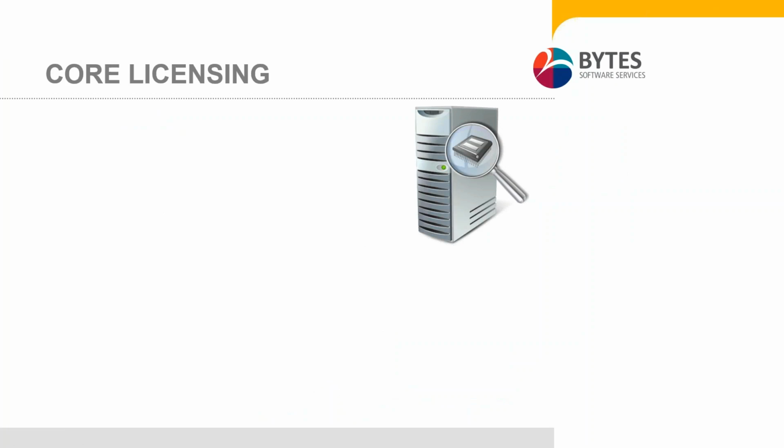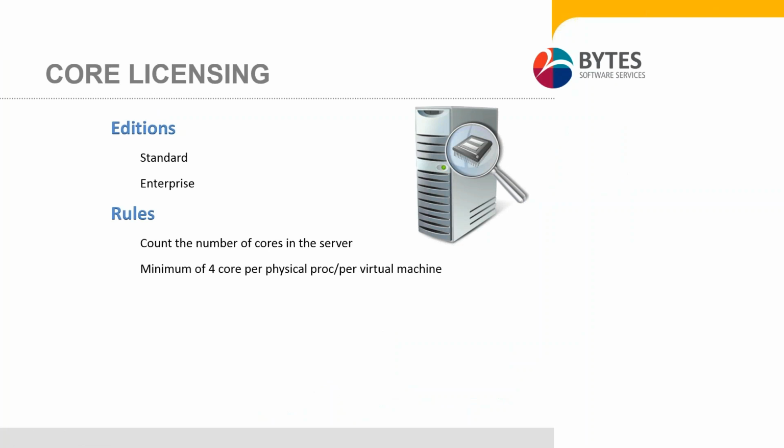The next option you see is the per core licensing. It was previously per processor before 2012, but since the 2012 edition it is licensed per core. And how does that work? So 2 editions are available, Standard and Enterprise. And the way you'd license this is first you need to count the number of cores in the server. So that would be cores per processor if you install on physical, or cores per virtual machine. Now there is a minimum of 4 cores per physical processor or 4 cores per virtual machine.